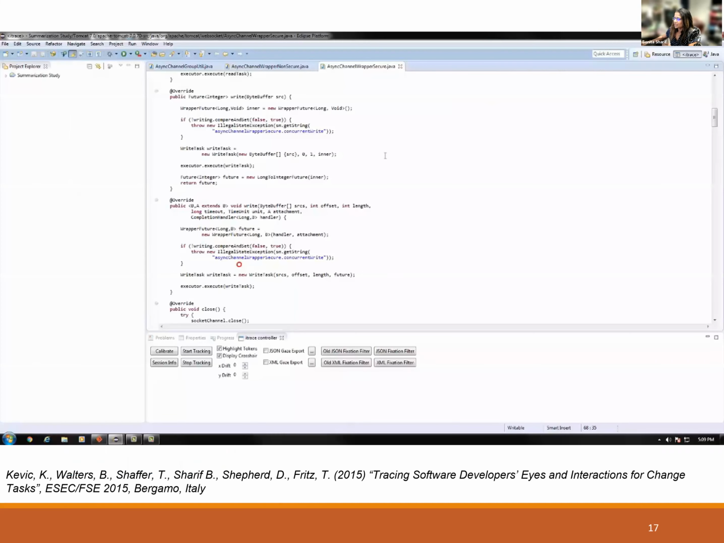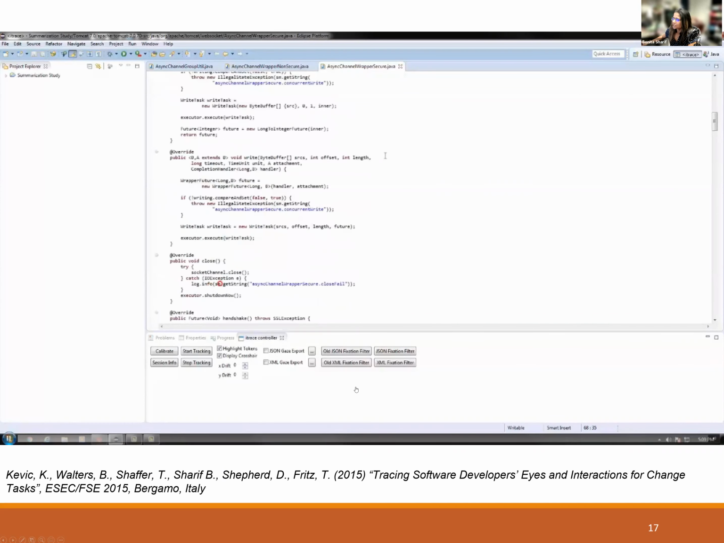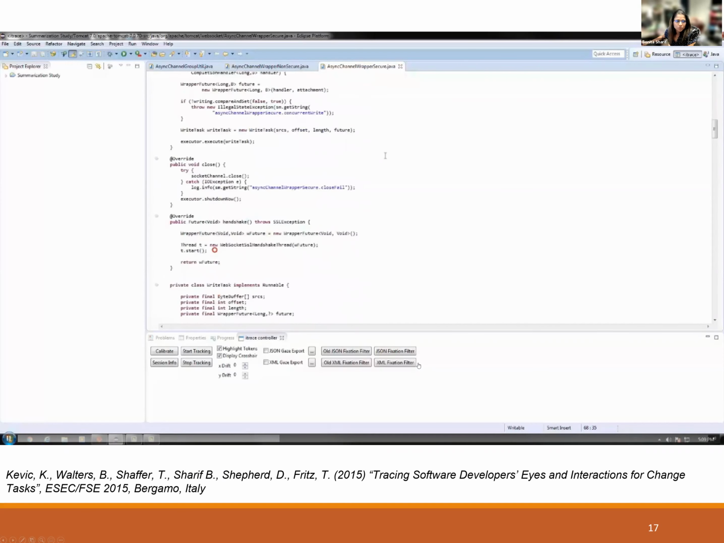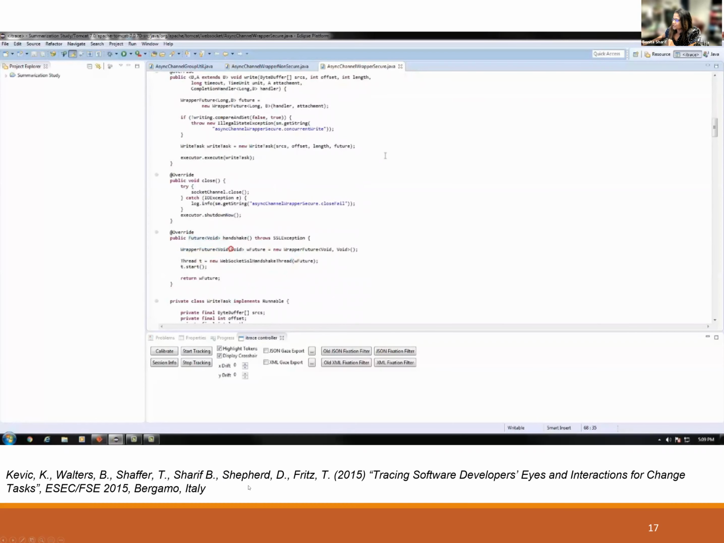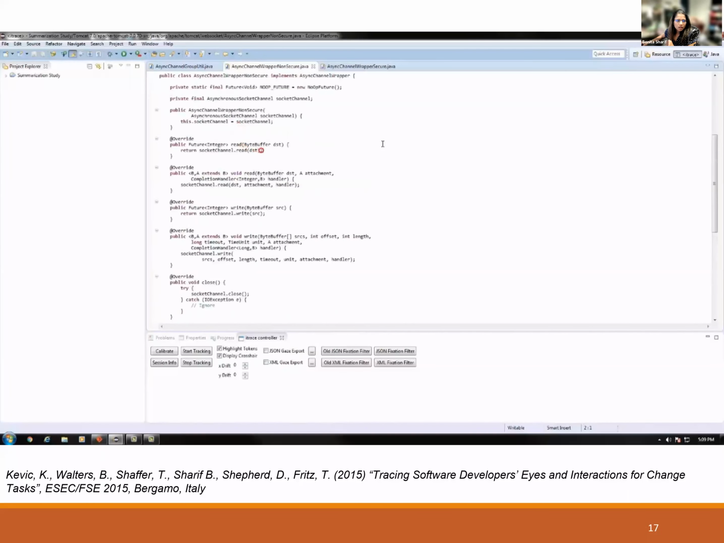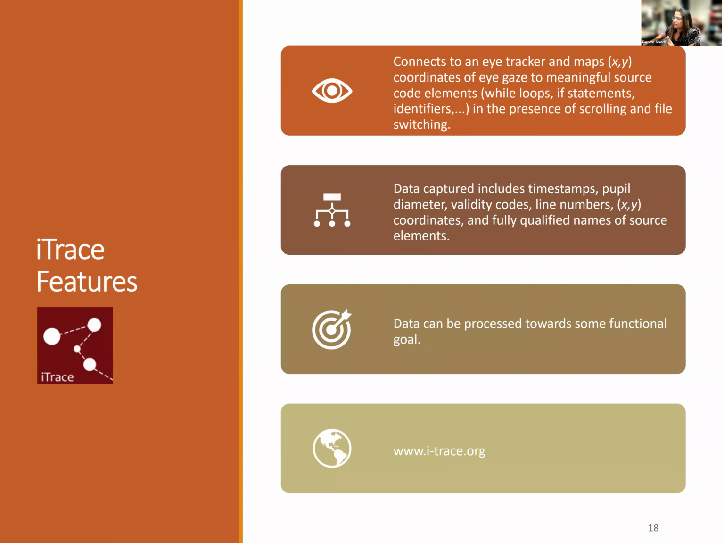So this is how it looks. Basically, you are in your IDE and you can just do a quick calibration. This is just shown for demo purposes. You can see the highlight; the reticle shows you where the person is looking. The first study we actually used this in was in 2015. In a nutshell, iTrace lets you connect to a tracker. It captures all the raw data that the tracker gives you, and then you can process that data towards some functional code, and do any stats and other work you need based on your research question.